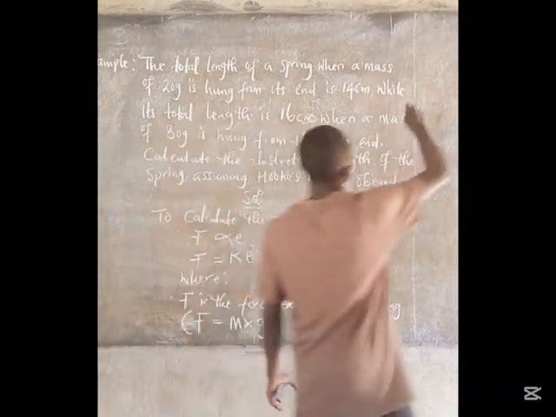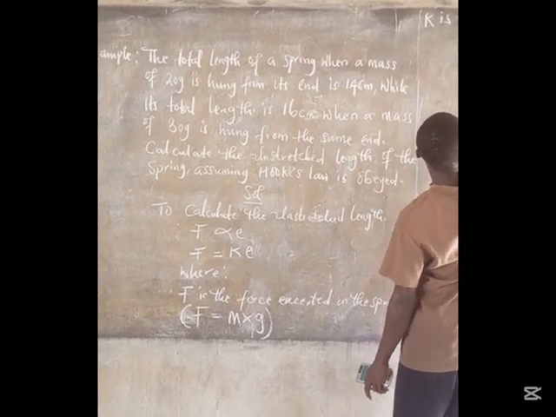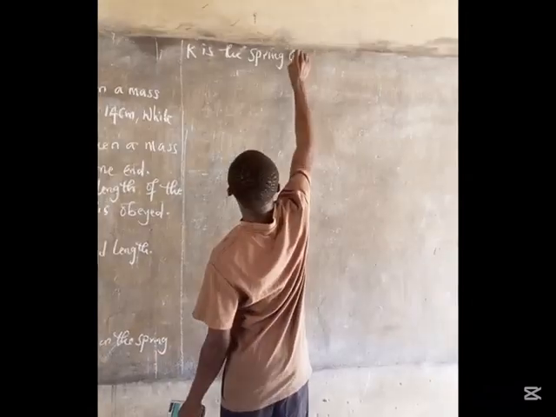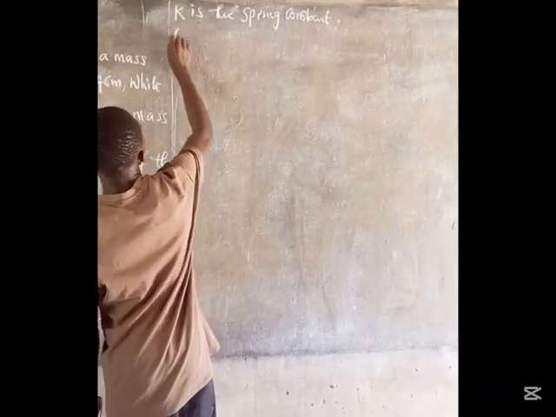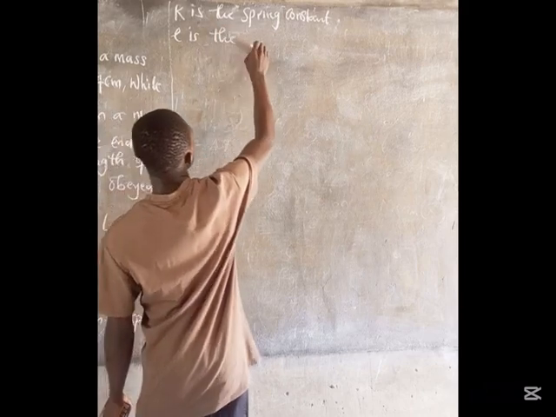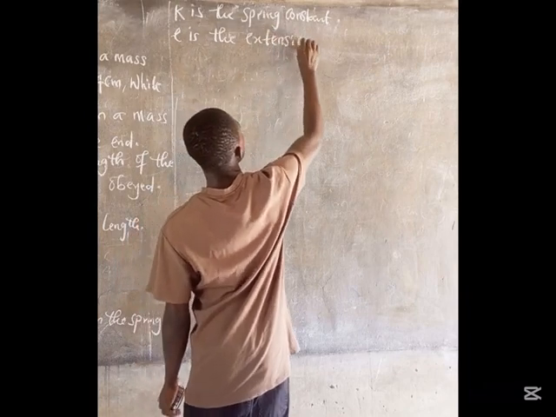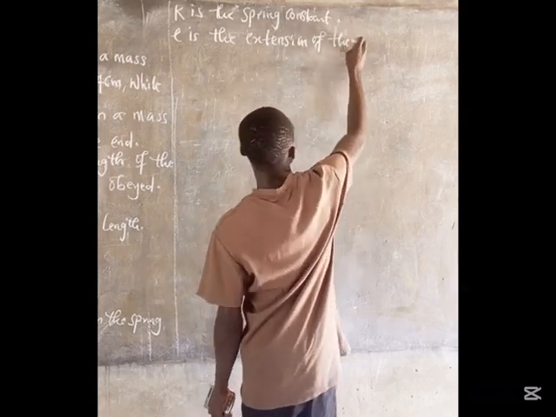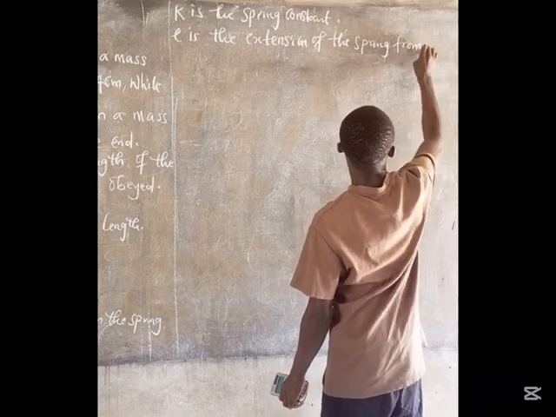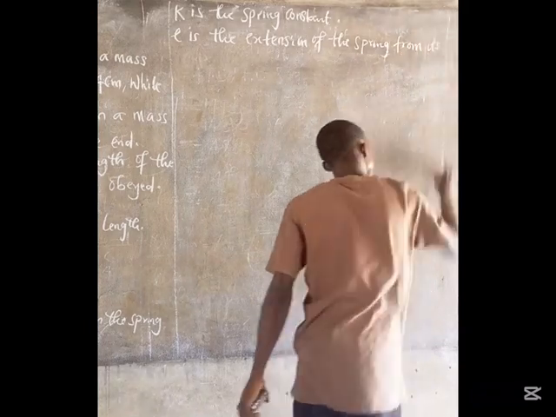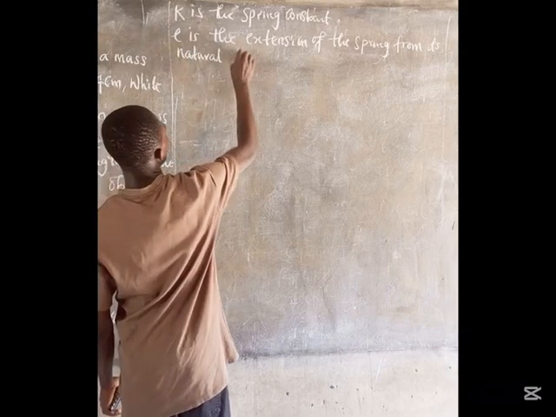So K, which is the proportionality constant, is what? Is the spring constant. E is what? E is the extension. Is the extension of the spring from its natural length.